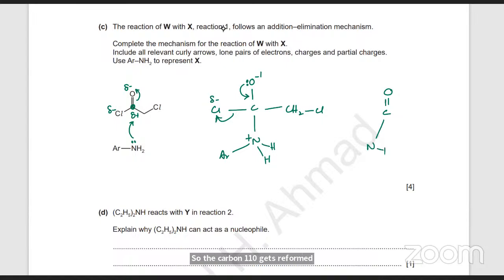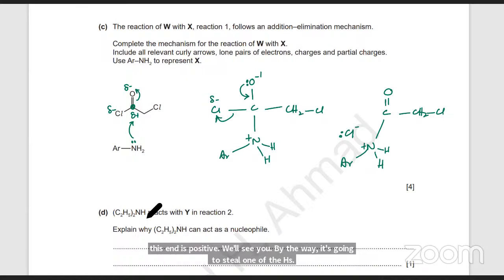The NH with two H's, Ar CH2Cl. And the Cl minus one over here has broken away. And this N is positive. So Cl minus one will come back. It's going to steal one of the H's here from the product.